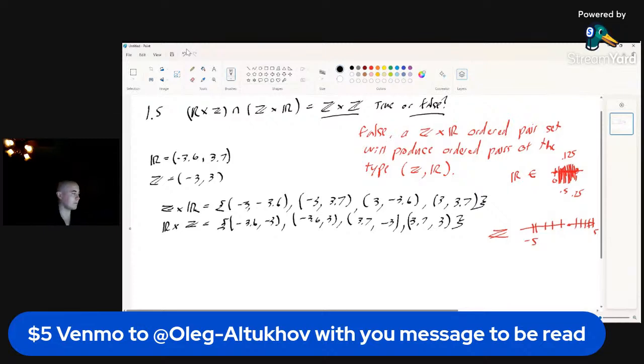Because these two sets, the way I did it, they don't intersect. The numbers are just too different. Maybe it's a bad example. Let me do another example here. Let's see. We want to have 3 and negative 3.